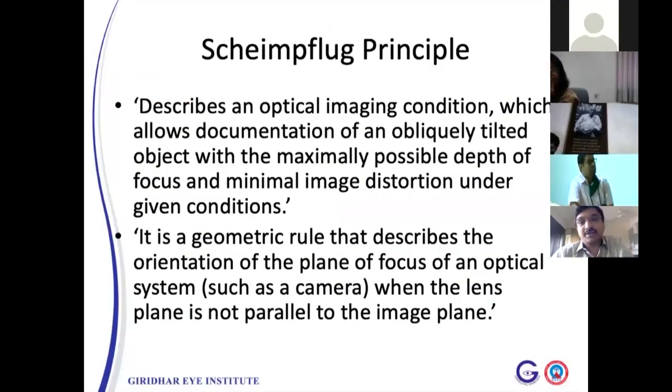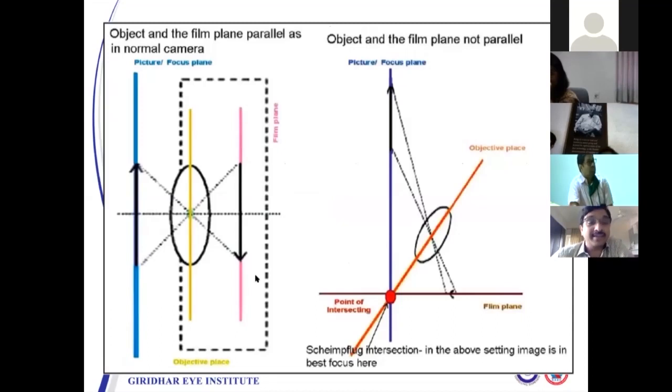Now, this is what the Scheimpflug principle stands for, and I have practically no clue what it means. The only thing that I understand is that this is a normal camera where you have the object, the image, and the plane of the lens parallel to each other. And when the lens is tilted and the object and the image plane are tilted, this principle helps in getting an image with very good depth.